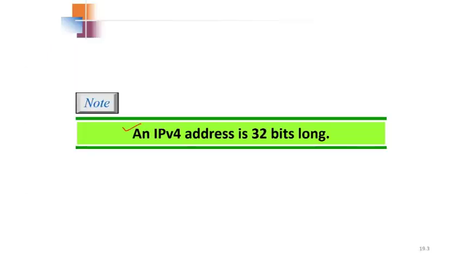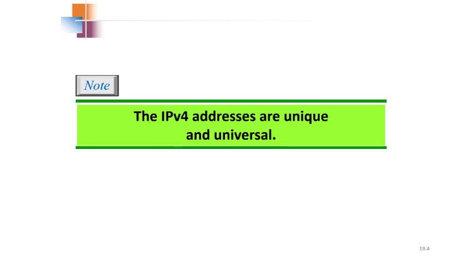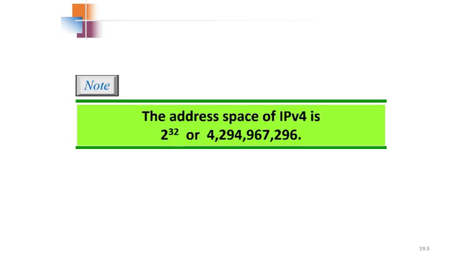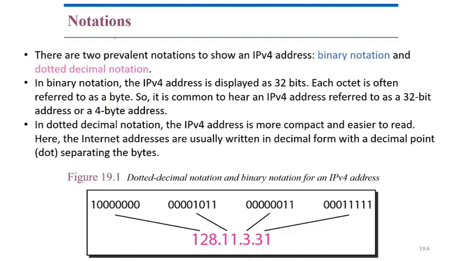So here an IPv4 address is 32 bits long. IPv4 addresses are unique and universal, as we have seen, and the address space is 2 to the power 32, which is around 4 billion. We can consider it approximately. So what is the notation? There are two different types of notations.